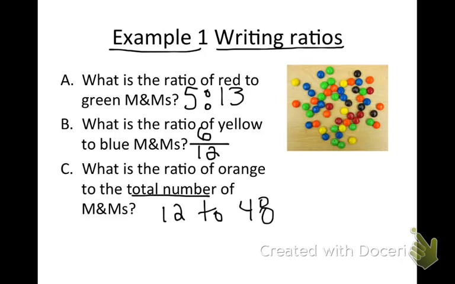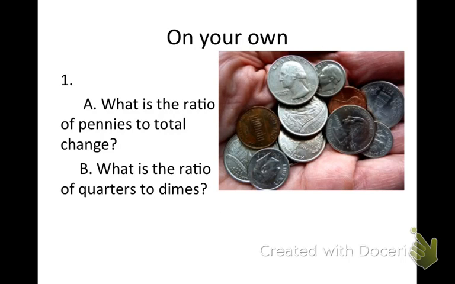Okay, so now you're going to practice some of those. Write this down in your notebook. This is on your own, number 1. And you want to look at what is the ratio of pennies to the total change. So you really want to look at how many pennies do you have compared to how many coins are in that person's hand. And you're going to write that as a ratio.